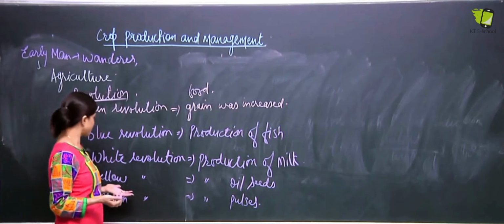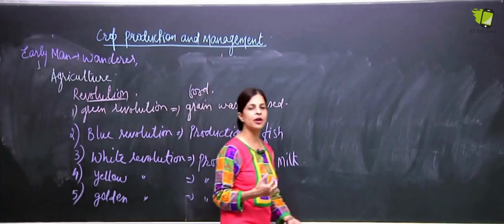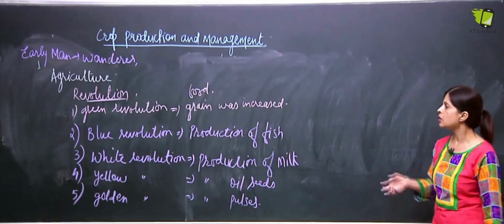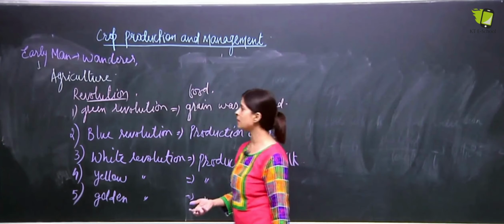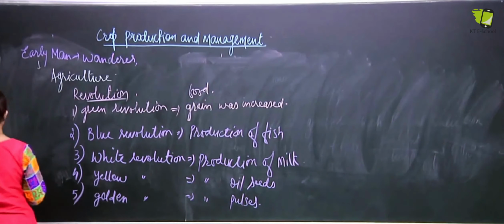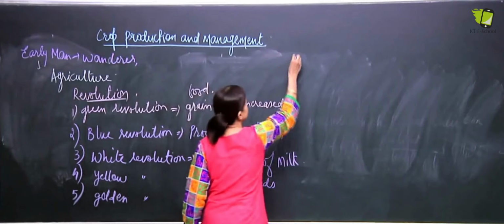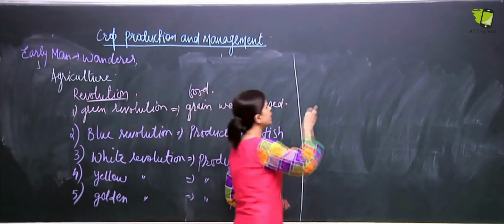Okay. Now golden is all about pulses. It is under trial, like how the production of the pulses can be increased. So scientists keep on doing certain experiments to bring the things as a revolution. Now, I use the term agriculture, okay. I said agriculture.